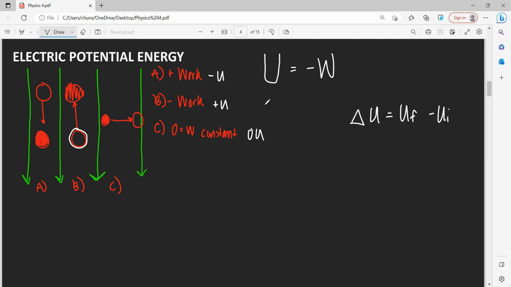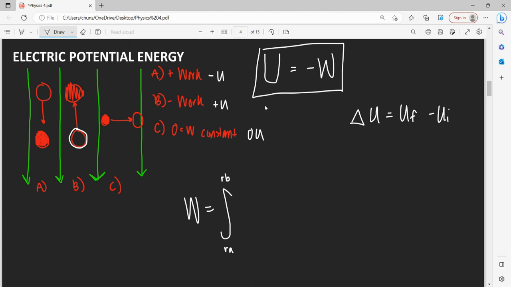So with that in mind, we can talk a little bit more about electric potential energy. So the equation that we are going to use to represent our work, so we're going to find our electric potential energy using work. So we're going to start with work first. In this course, we use work as the integral with our ending path and our starting path as our bounds, times our force and our path that we travel, represented by ds. So this is the equation that we will be using.